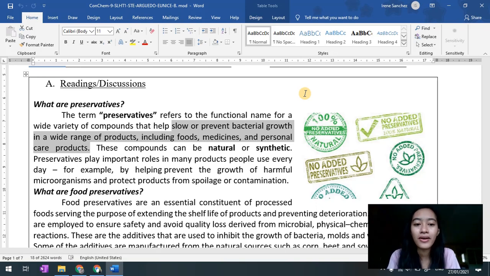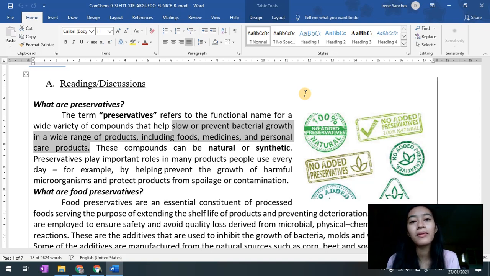These compounds can be natural or synthetic. Natural means it came from nature. It was just directly harvested and packed, and the extract was taken and then added. Or synthetic, where these chemicals are made in the lab according to the natural sequence of the molecule.